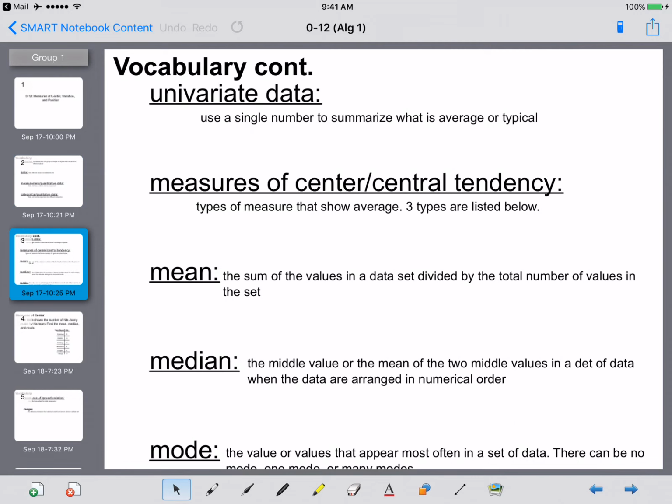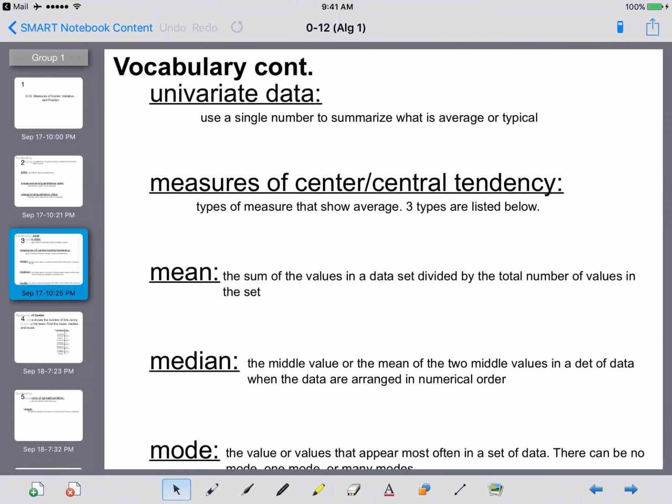Measures of center, or central tendency, are types of measures that show average. And the three types of measures of center are listed below. So you have your mean, which is the sum of the values in a data set divided by the total number of values in the set. So you add them all up and divide by how many there are.